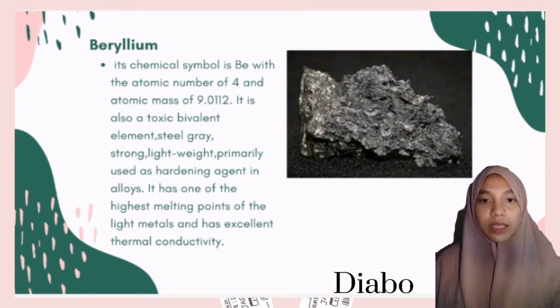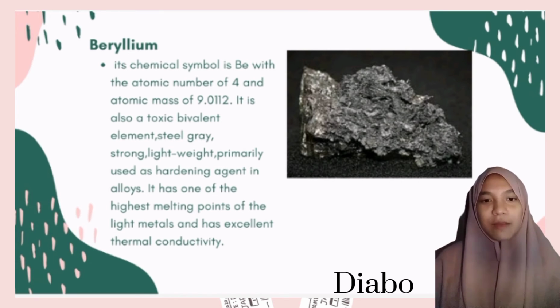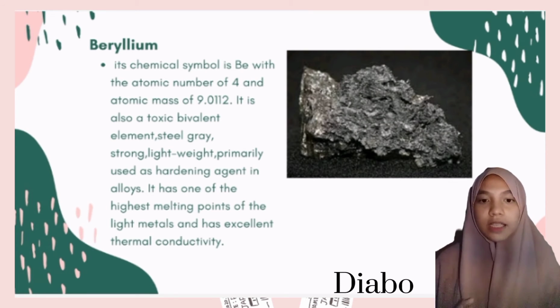Its chemical symbol is Be, with the atomic number of 4 and the atomic mass of 9.0112. It is also a toxic bivalent element, steel gray, strong, lightweight, primarily used as a hardening agent in alloys. It has one of the highest melting points of the light metals and has excellent thermal conductivity.